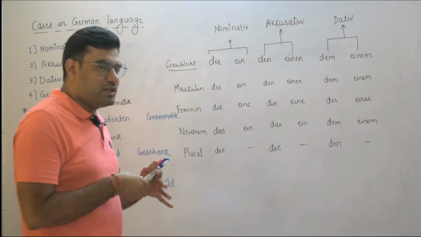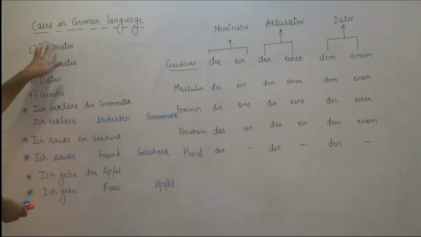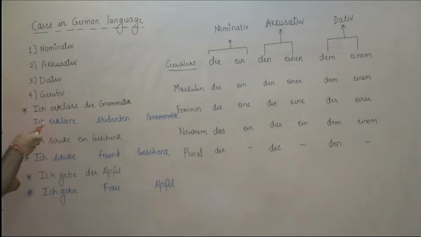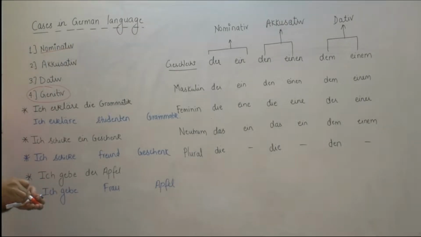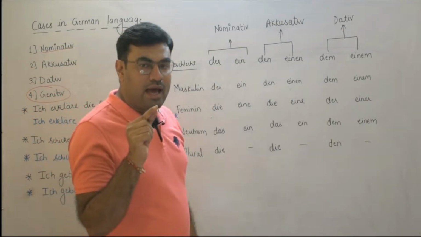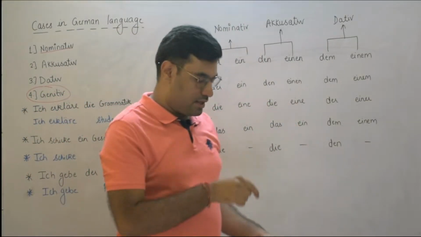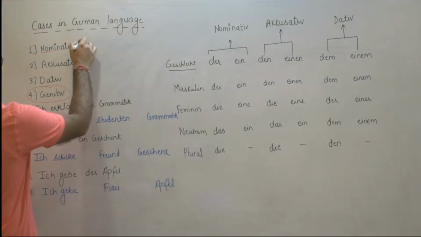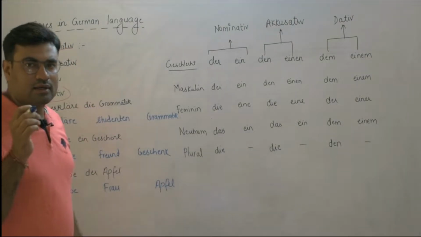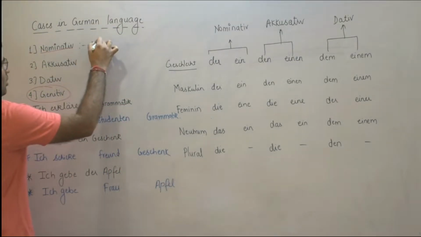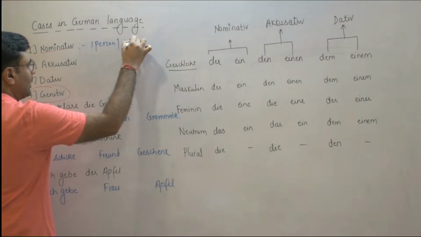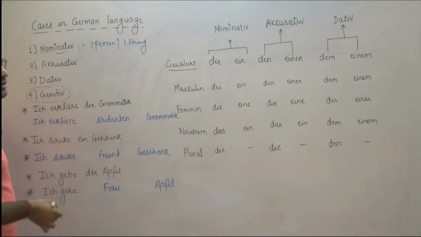Now, just a quick revision of what we have learned yesterday: the cases in the German language are nominative, accusative, dative and genitive. Genitive we'll be learning afterwards. In the nominative case, we have a single subject and the game is done. This is a single subject: the girl is happy or the girl is sad. Just a simple example. So if we have one person or one thing, then we use the nominative case.